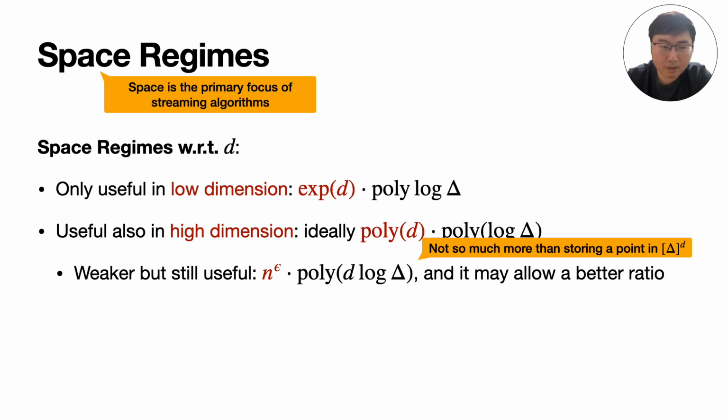Then for high dimension, the ideal space is poly D, since this is not much more than even storing a single point in the discrete input grid, delta to the D. And finally, there's also a weaker regime than the ideal poly D one, since the algorithm uses n to the epsilon poly D space. This space is still useful for high dimension.